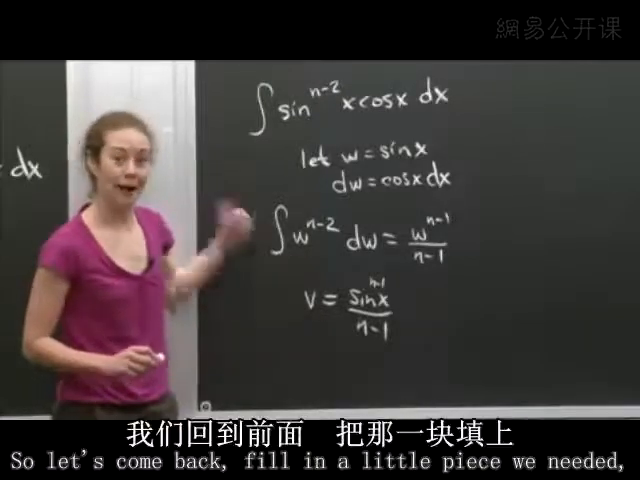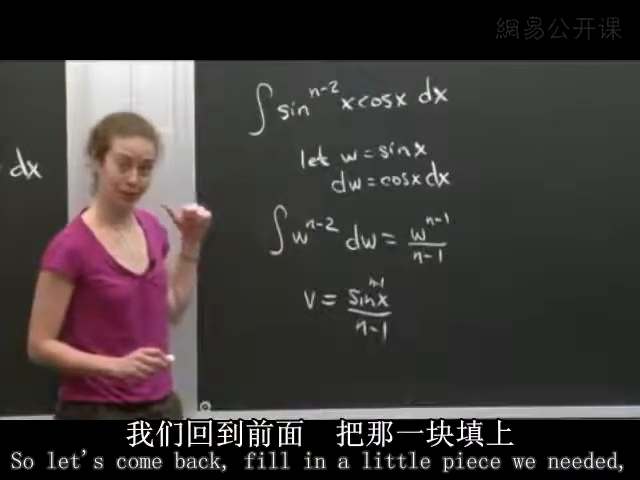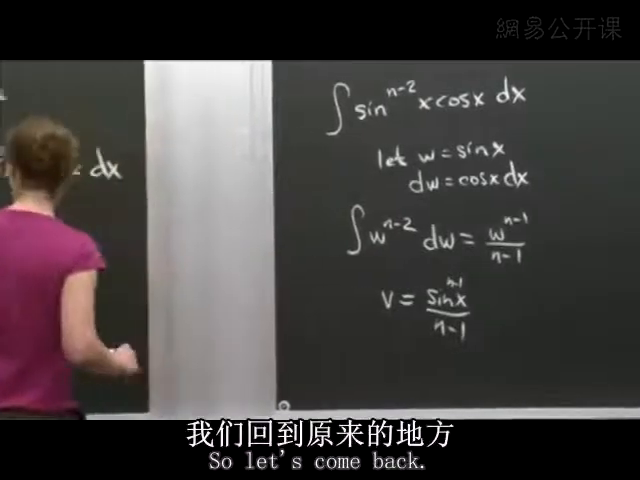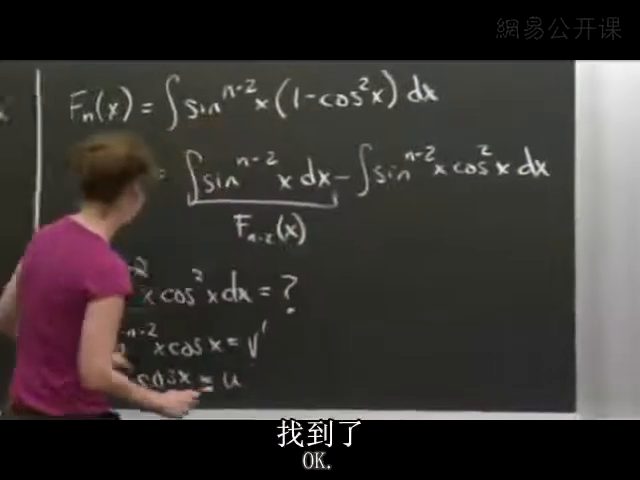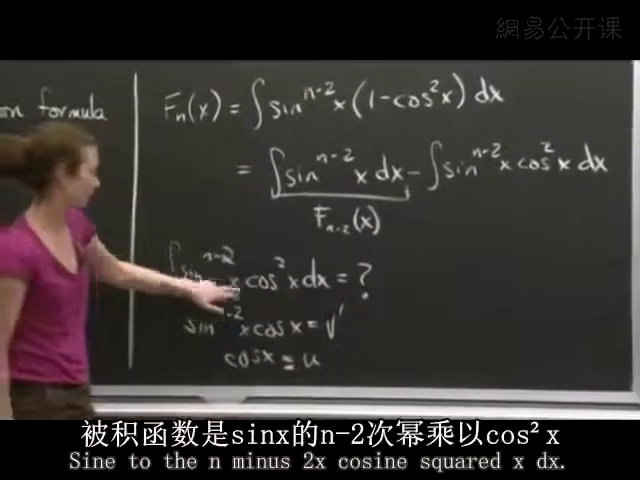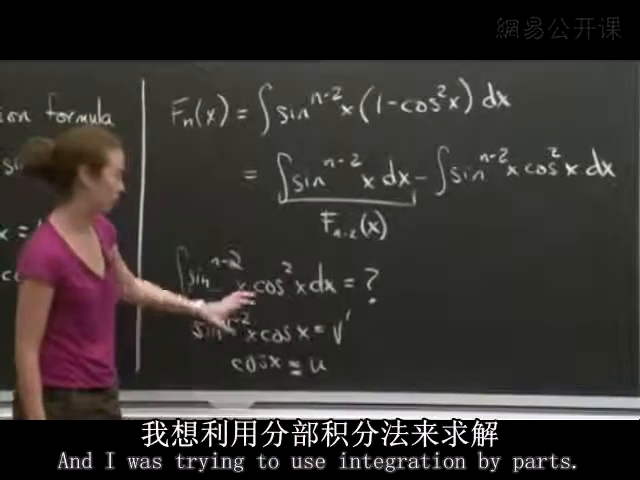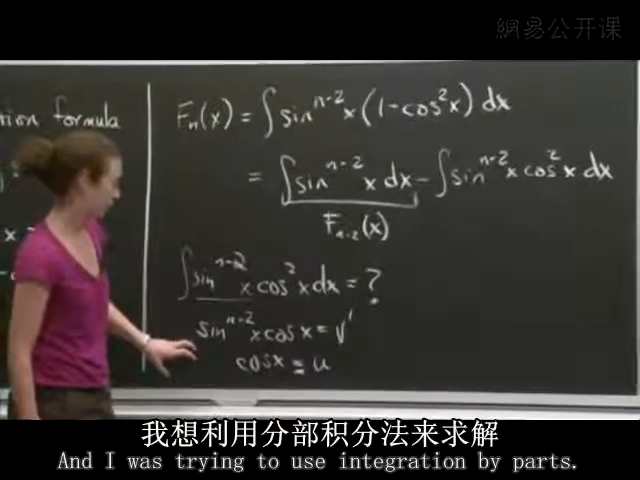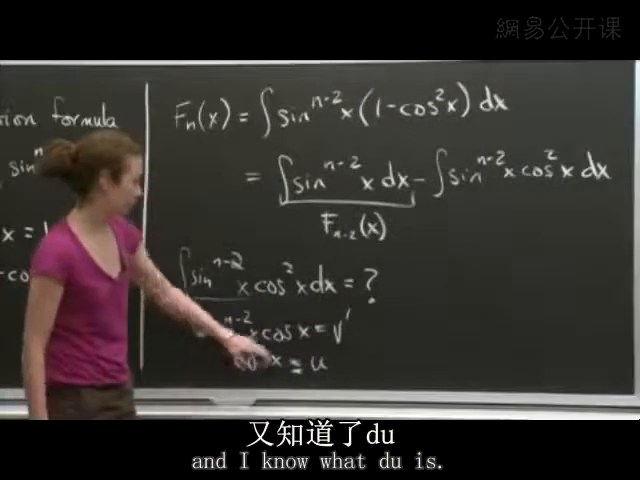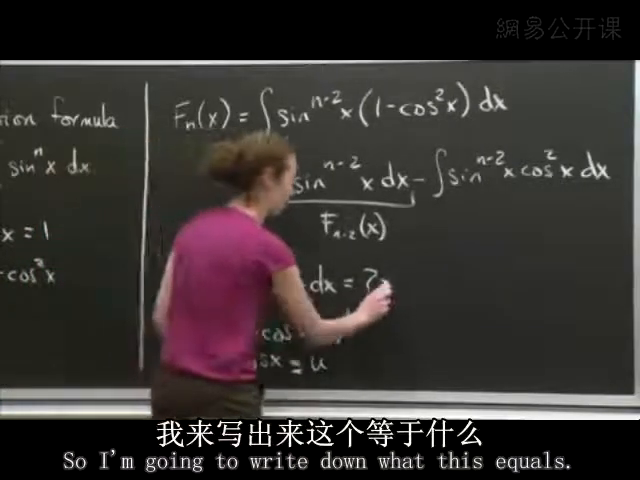All right, so let's come back, fill in a little piece we needed, a little gap we had, and then we'll finish the problem on the far right. So let's come back. Where was I? I was integrating this quantity, sine to the n minus 2 of x cosine squared x dx, and I was trying to use integration by parts. So I had u and v prime, and I've now calculated v, and I know what du is. So I'm going to write down what this equals.